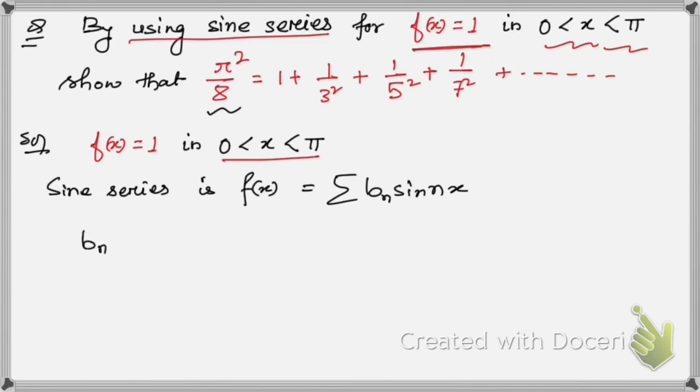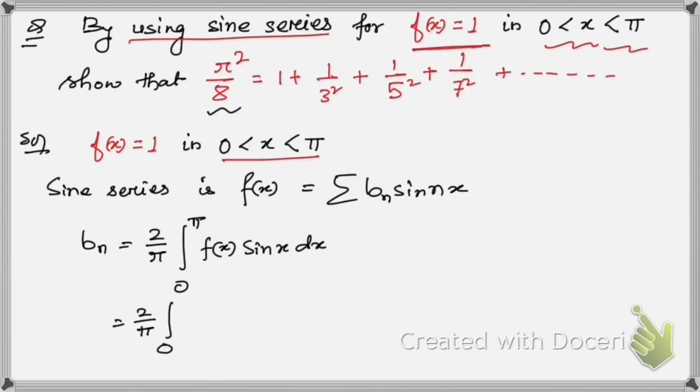So bn is equal to 2 by pi, integral from 0 to pi, f of x sine nx dx. That is what we have got. How to find bn, right? Here we have 2 by pi, 0 to pi, and in this case f of x is 1, so we put 1 instead of f of x, and then sine nx dx. Sorry, I forgot the n. Sine nx dx, right? This is what we have got.